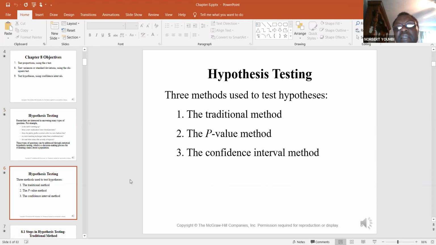There are generally three methods of statistical testing. The traditional method, which uses the critical value, on which we are going to emphasize more in this class, and then the p-value method and the confidence interval method. I am going to be mentioning those two methods as we move on.